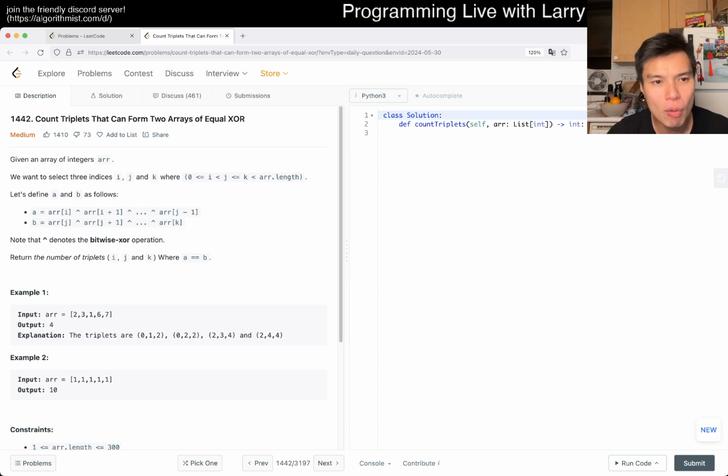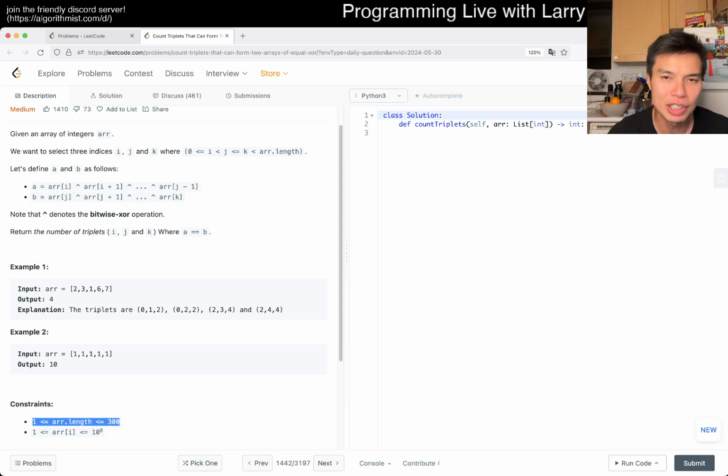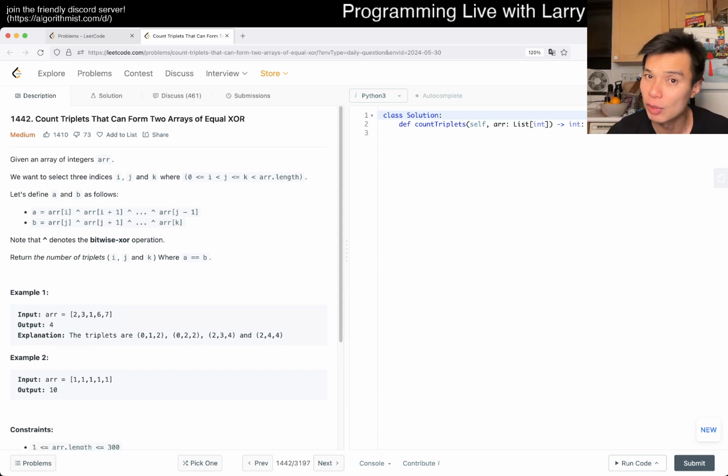Okay, so now we have to think. Because n is 300, maybe we can iterate on two of them. Keep it n squared, or n squared log n is probably fine as well, but at least something like that. And then what would that look like? Well, there are really only three choices to iterate: I and J, I and K, or J and K. I'm trying to think which one is easier.